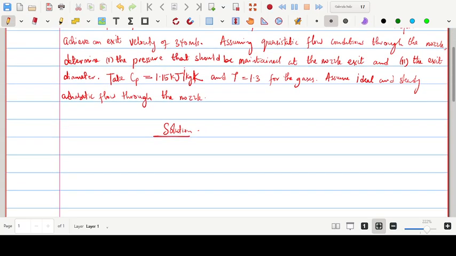Since it is a nozzle, this is how my diagram will look, just a free body diagram. This is a nozzle, and one of the applications of nozzle is to speed up the velocity. This is the inlet and this is the outlet, or we call it the exit.